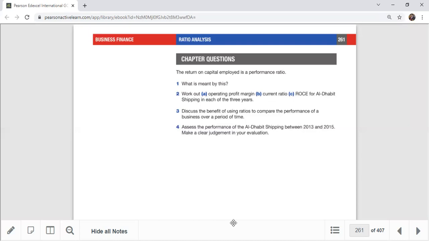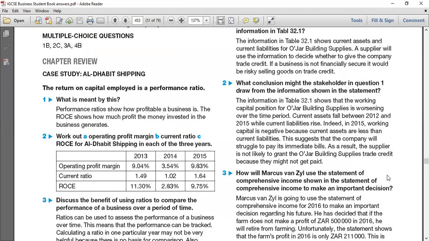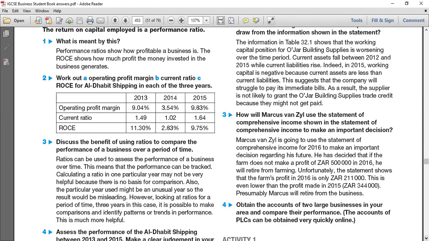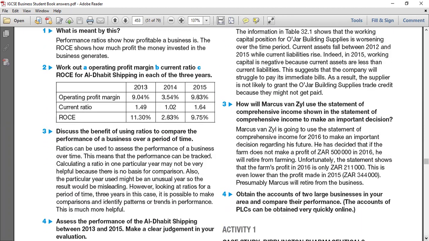Okay, let's go to the mark scheme. Before you write this question, you have to do all the workings and get ready. Then only you can make a meaningful answer. So what is meant by ROCE, return on capital employed? Performance ratios show how profitable a business is. The ROCE shows how much profit the money invested in the business generates, right?